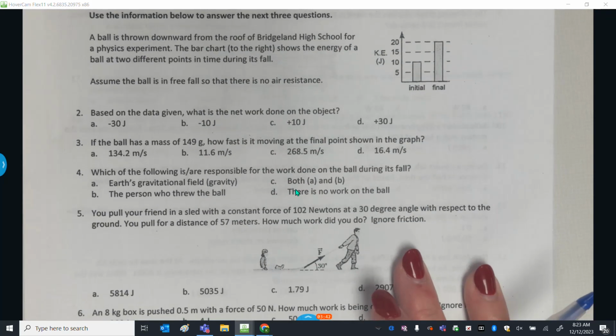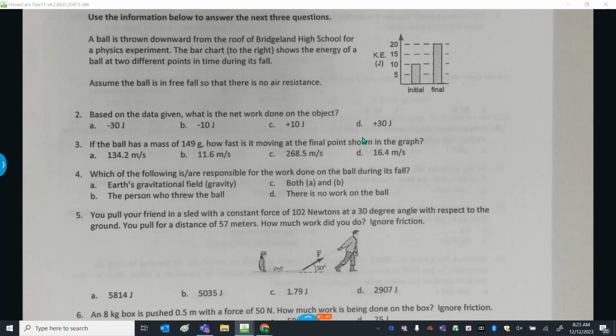Numbers 2, 3, and 4 all go with this same scenario. The scenario says, use the information below to answer the next 3 questions. We have a bar chart, and it says, a ball is thrown downward from the roof of Bridgeland High School for a physics experiment. The bar chart shows the energy of the ball at 2 different points in time during its fall. Assume the ball is in free fall so that there is no air resistance.